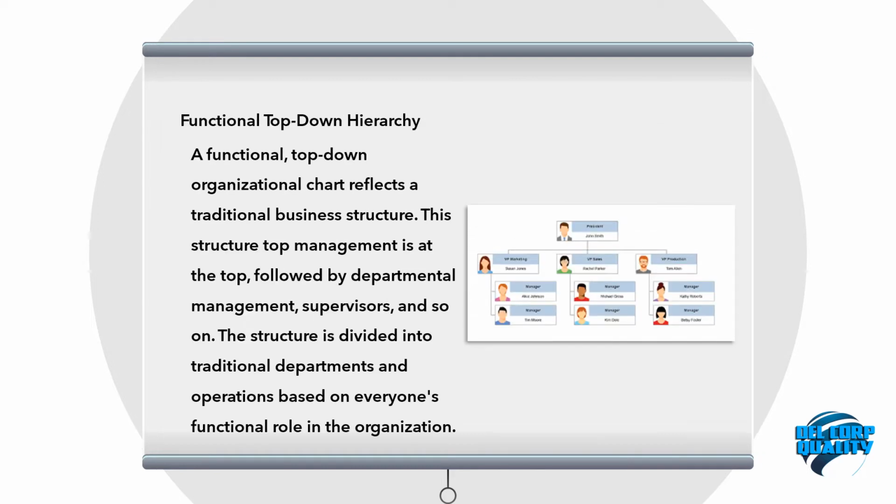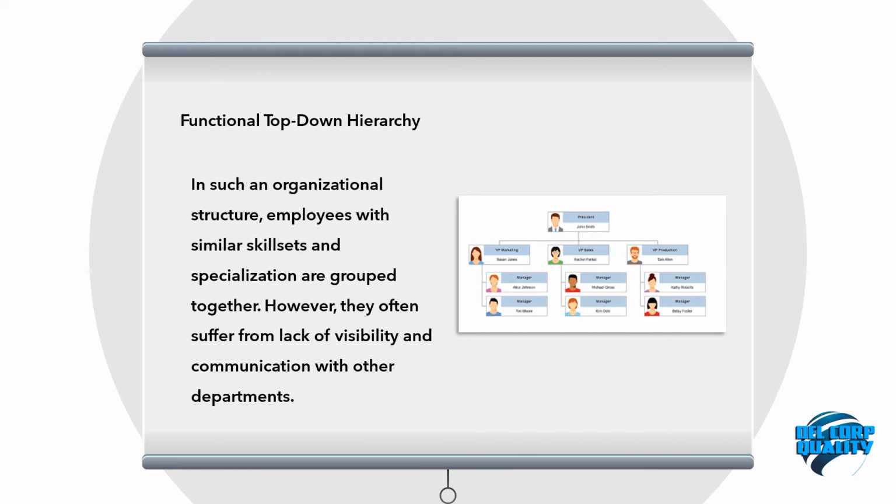The functional top-down hierarchy chart reflects a traditional business structure. In this structure, top management is at the top, followed by departmental management, supervisors, and so on. The structure is divided into traditional departments and operations based on everyone's functional role within the organization. In such an organizational structure, employees with similar skill sets and specialization are grouped together. However, they often suffer from lack of visibility and communication with other departments.